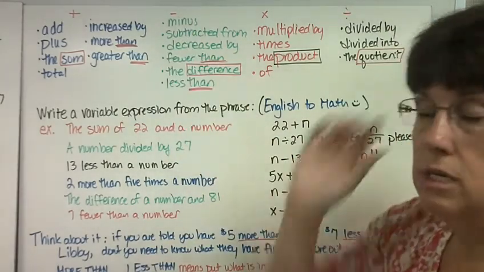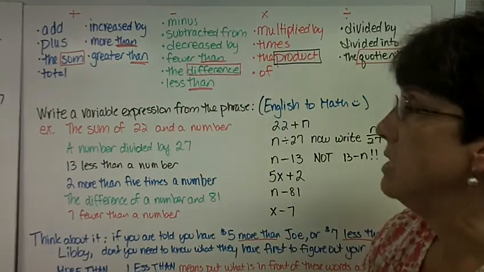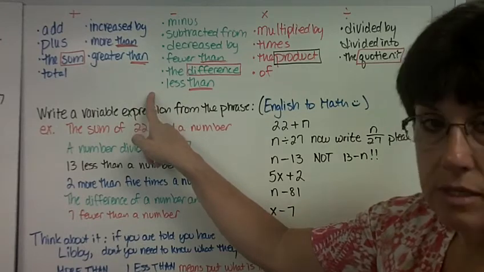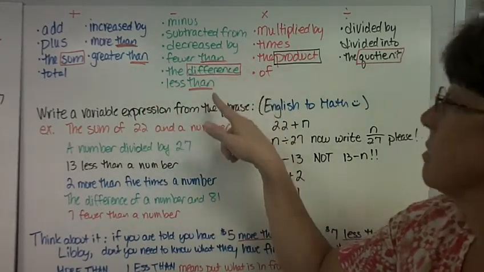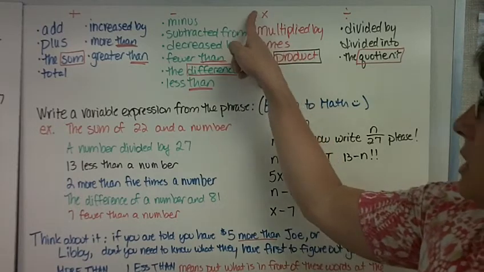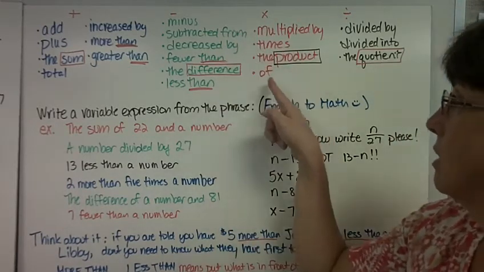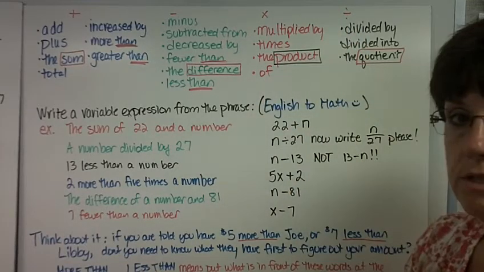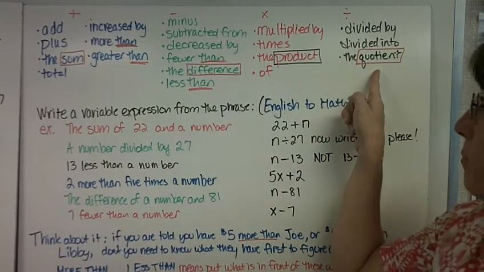Words that mean subtraction: minus, subtracted from, decreased by, fewer than, the difference, less than. More words underlined or boxed. Words that mean multiplication: multiplied by, times, the product, of. Words that mean division: divided by, divided into, the quotient.